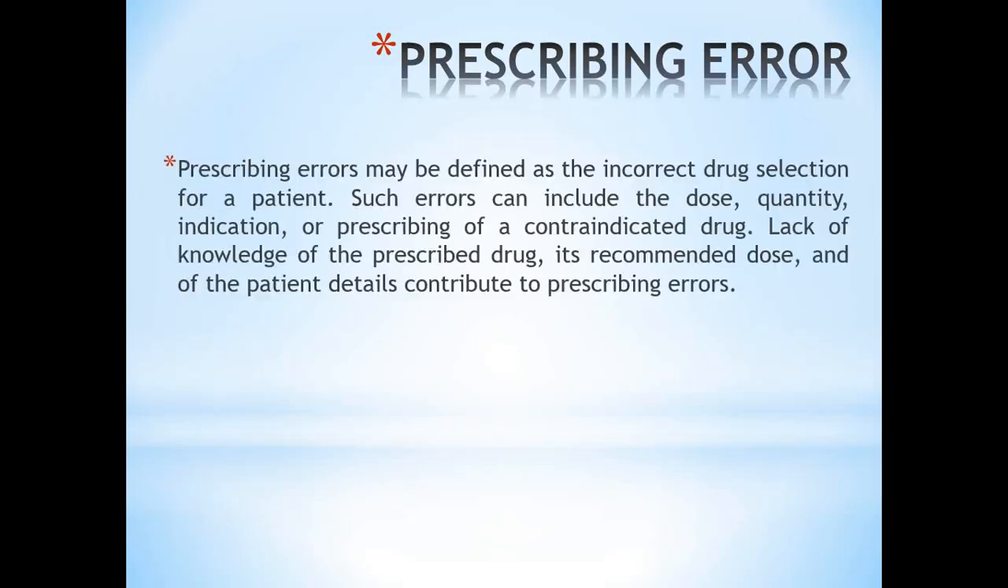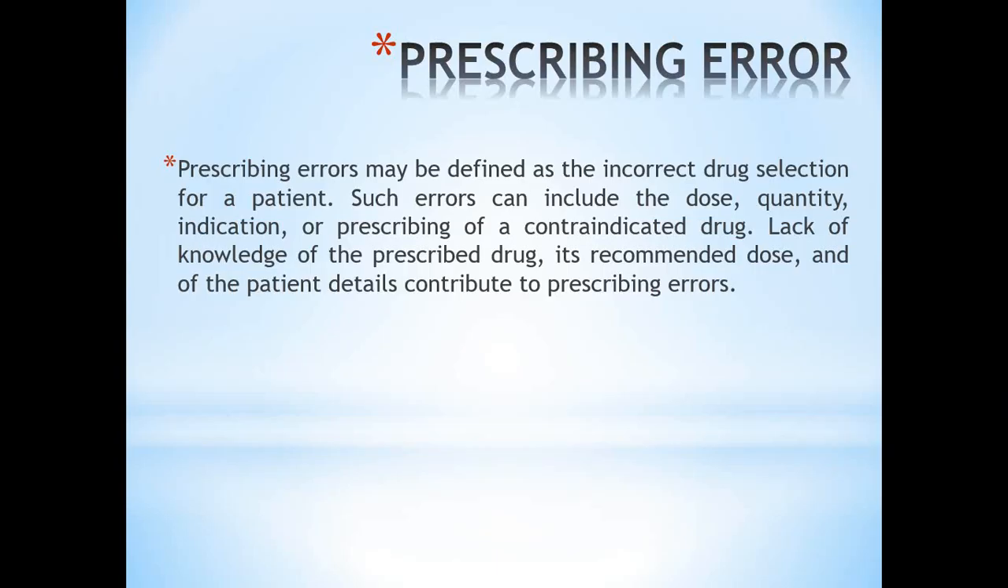The prescribing error. What is a prescribing error? Prescribing error may be defined as the incorrect drug selection for a patient. Such errors can include the dose, the quantity, the indication, the prescribing of a contraindicated drug. Lack of knowledge of the prescribed drug, its recommended dose, and of the patient details contribute to prescribing errors.